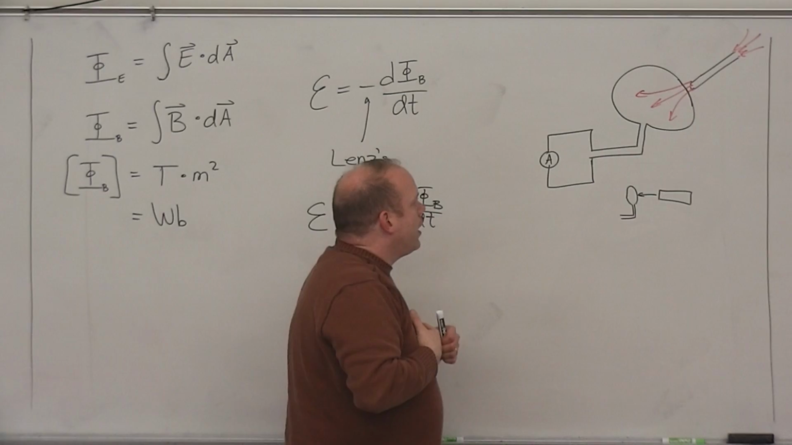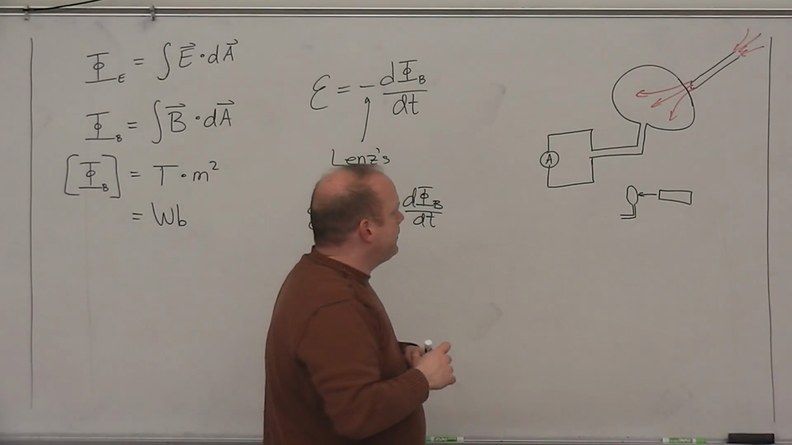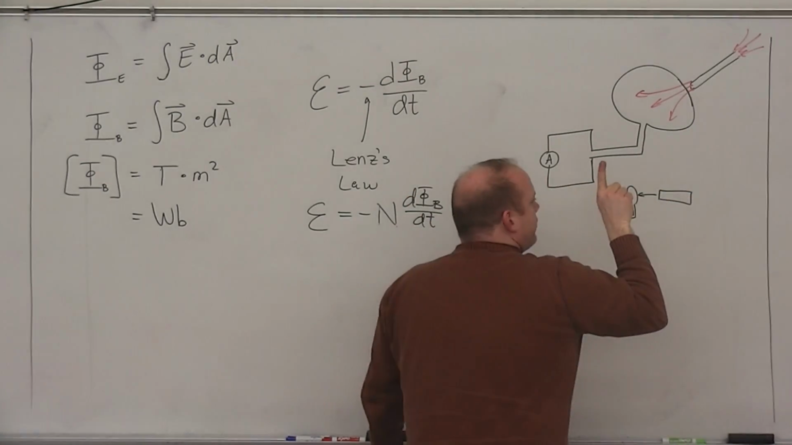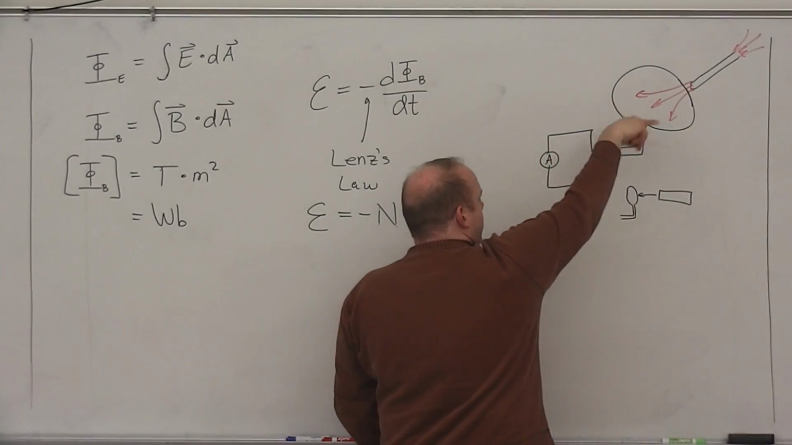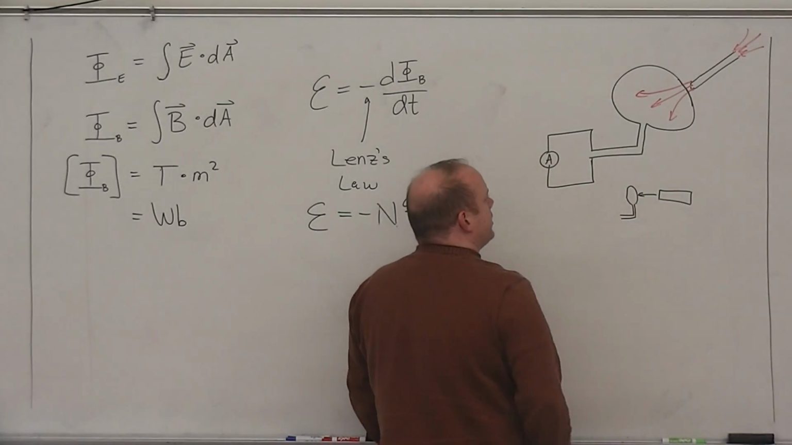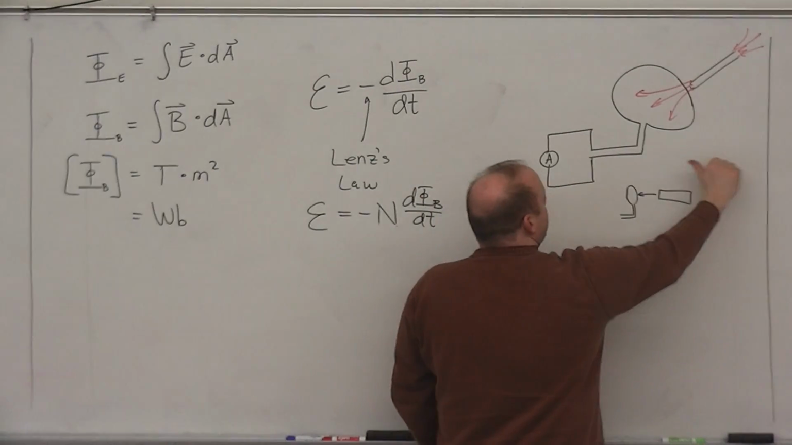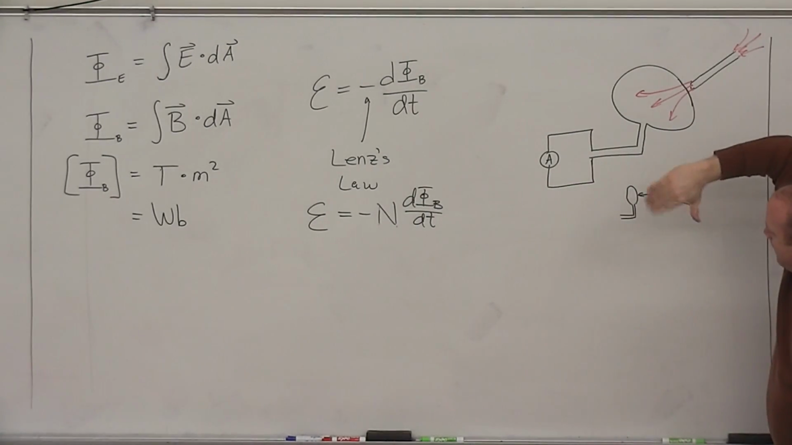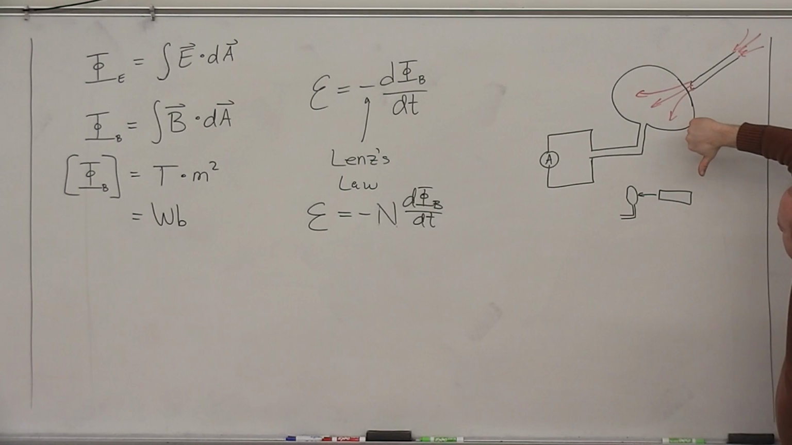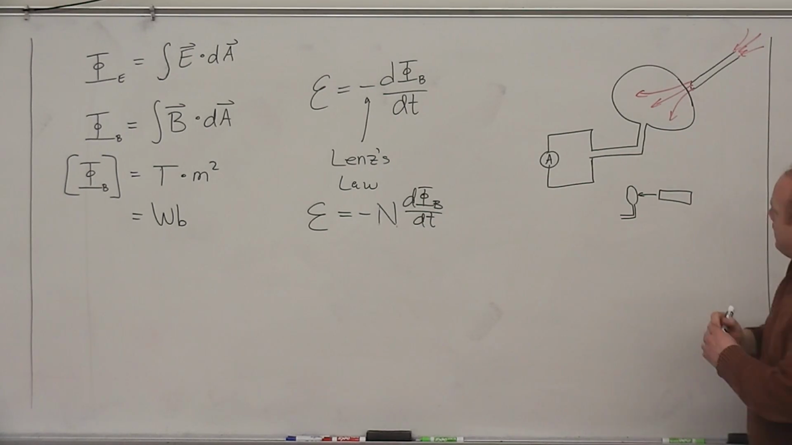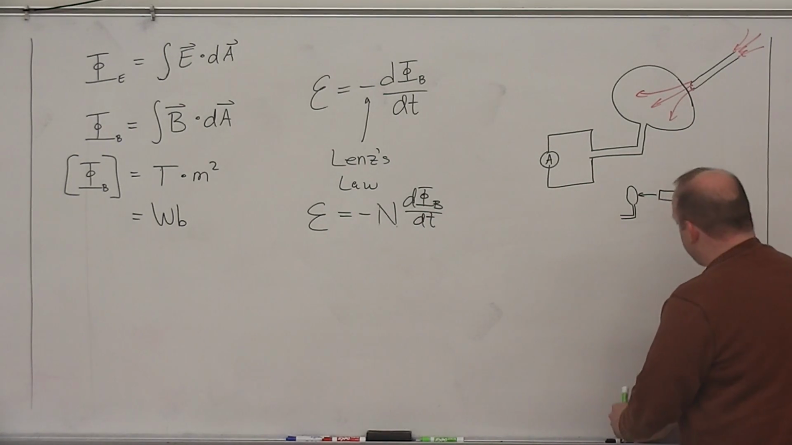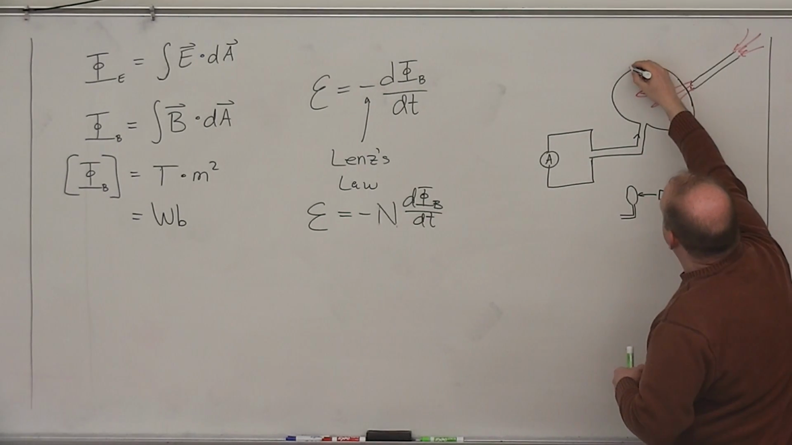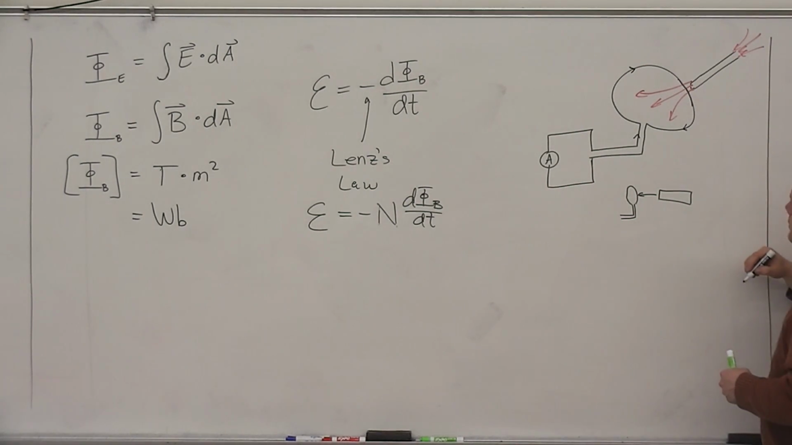Now, let's think about this. I have a magnetic field that's increasing going in that direction, so I want to create a current in this wire that will create a magnetic field that points in that direction. So now, as I go around, no matter where I go, if I want a magnetic field that's going into it like this, I'm getting a current that will flow, and you have to understand the perspective that I'm looking at, a current that will flow in that direction.